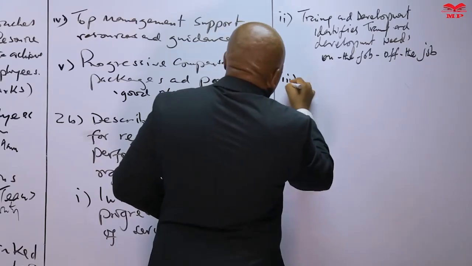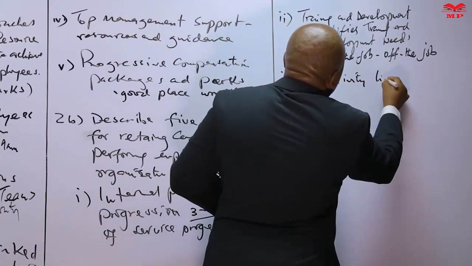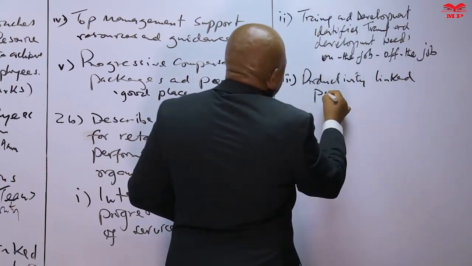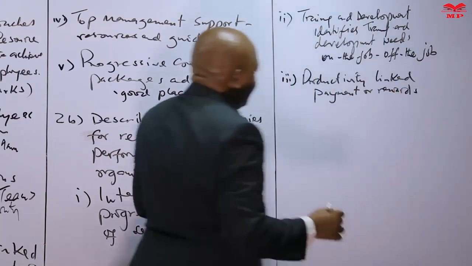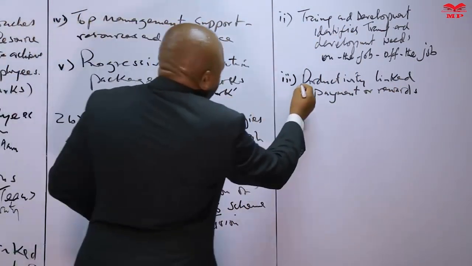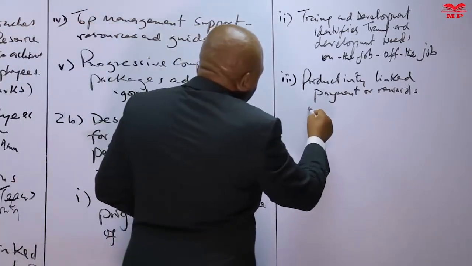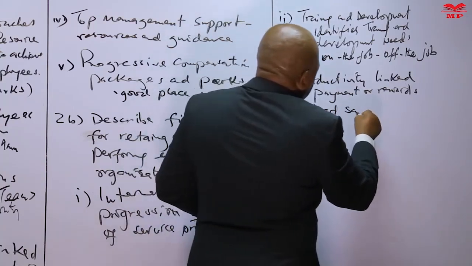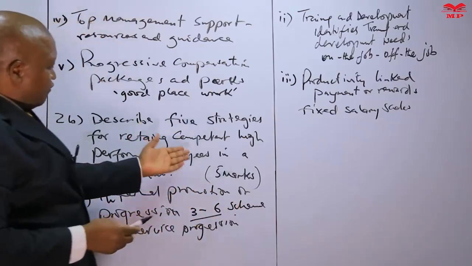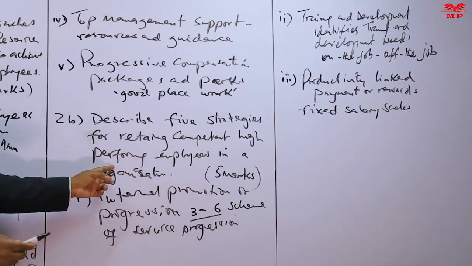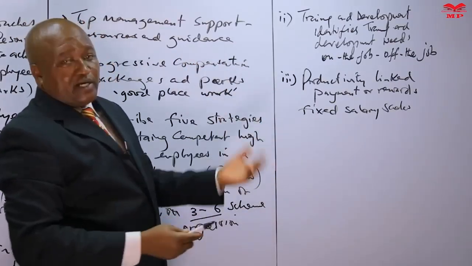Thirdly, productivity-linked payment or rewards. Employees who work in environments where you have fixed salary scales may find it very difficult if they are competent and high performing and they are paid the same salary as those who are not performing. Then the chances are such workers can leave.